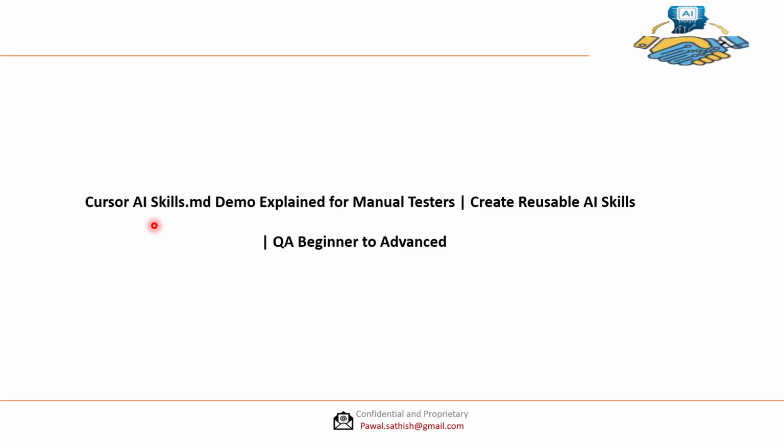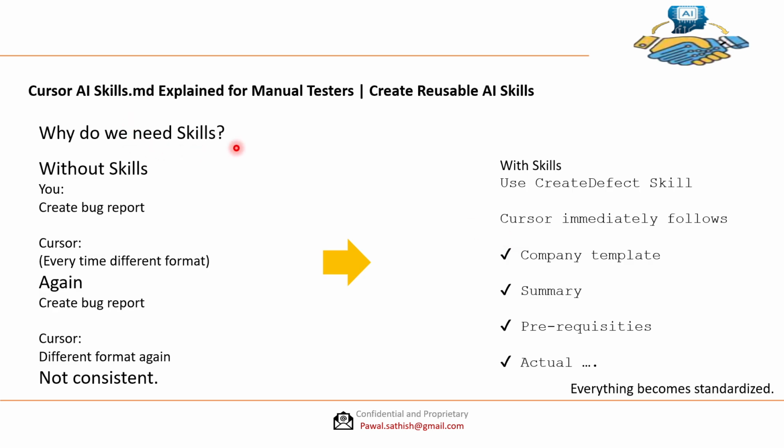We'll see Cursor AI Skills.md for manual testers, and we'll also see how to create AI skills. As we saw in the last session, why do we need skills? Because without skills, if we try to create a bug report using an AI prompt, every time we are getting a different result. Here you can see, if you give the same prompt, we are getting a different bug report or different bug report format, which is not consistent. That is the reason we need to use skills.